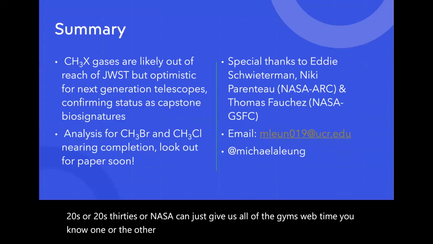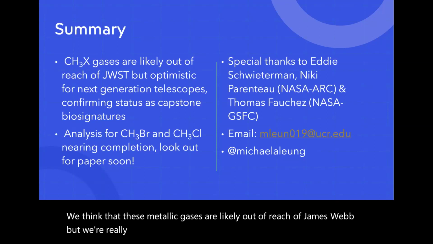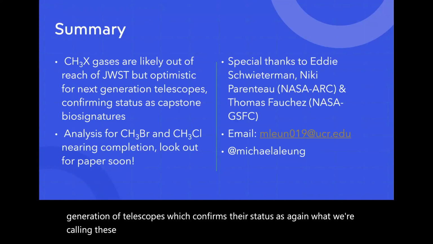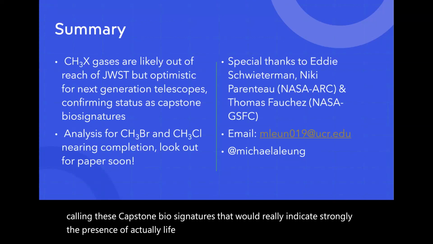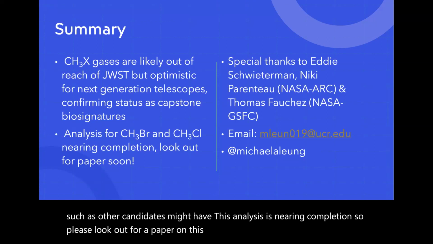So in summary, we think that these methylated gases are likely out of reach of James Webb, but we're really optimistic that we'll be able to get them with the next generation of telescopes, which confirms their status as what we're calling these capstone biosignatures. That would really indicate strongly the presence of actual life rather than having any sort of false positives, such as other candidates might have. This analysis is nearing completion, so please look out for a paper on this topic in spring or summer of this year.